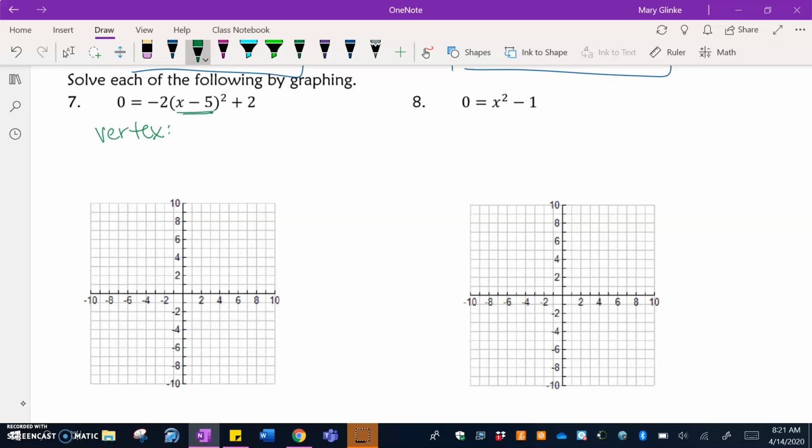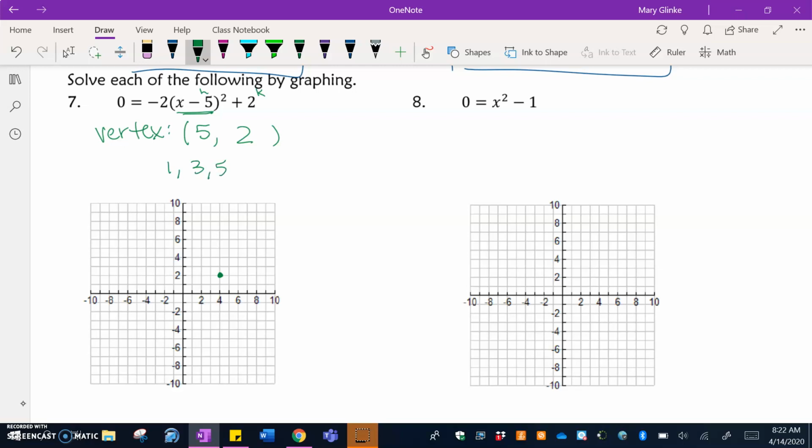So it says x minus 5. We're going to flip that, and it's going to become a positive 5 for my x value. That's your h. Your k is whatever is added at the end, so it's a plus 2, so we're going to leave it alone. We're moving right 5 and up 2. That's our vertex.